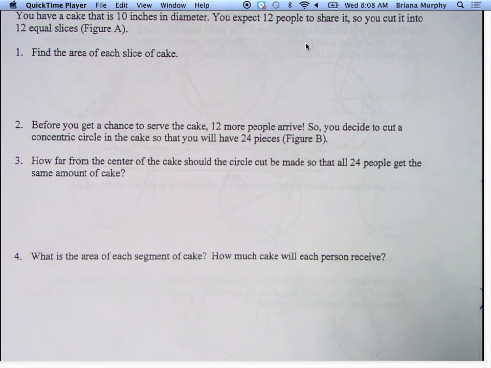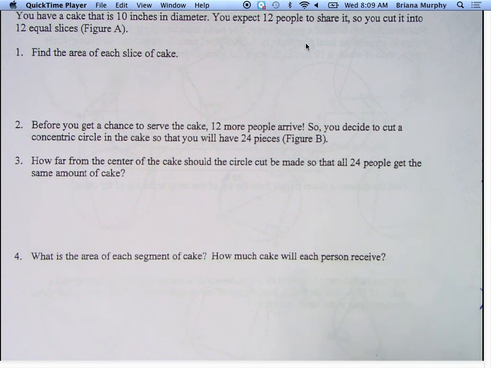Before you get a chance to serve that cake, so you have to figure out number one first. Before you get a chance to serve that cake, 12 more people arrive. So instead, you just decide to cut a circle right in the middle, like figure B. And so you decide to cut a circle in it, so you have 24 people. How far from the center of the cake should the circle be cut so that all 24 people get the same amount of cake? Oh, there's only 3 questions on the back as well as on the front. There's just a number 2 next to directions. That's nice. Okay? Number 4, what is the area of each segment of cake? How much cake will each person receive?